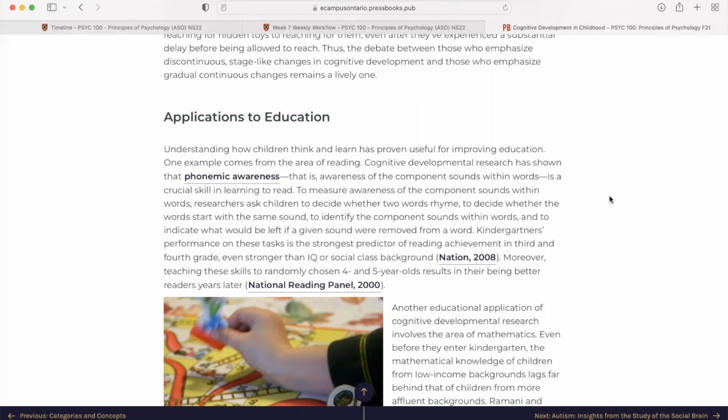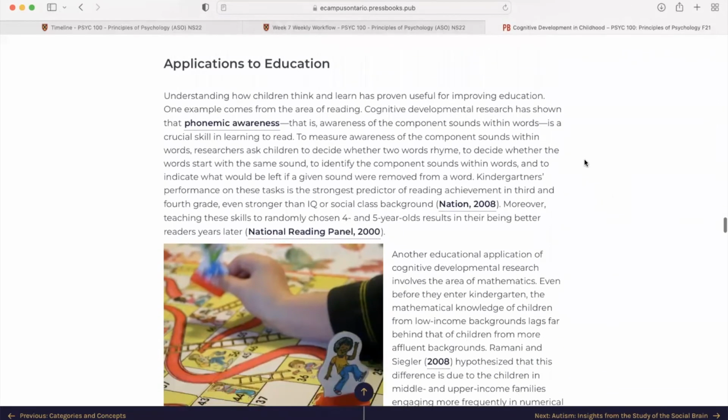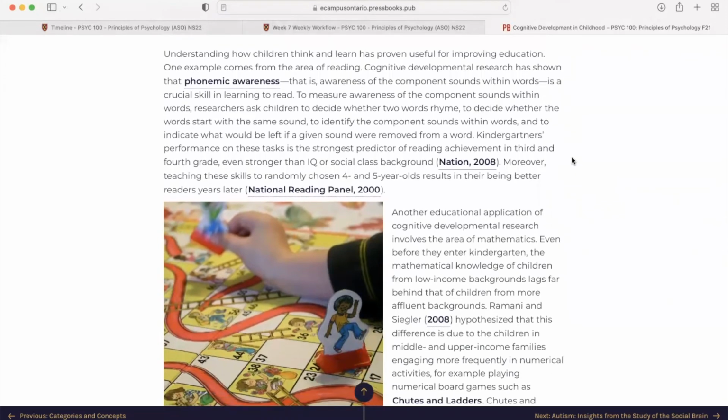To measure awareness of the component sounds within words, researchers asked children to decide whether two words rhyme, to decide whether the words start with the same sound, to identify the component sounds within words, and to indicate what would be left if a given sound were removed from a word. Kindergartners' performance on these tasks is the strongest predictor of reading achievement in third and fourth grade, even stronger than IQ or social class background. Moreover, teaching these skills to randomly chosen 4 and 5-year-olds results in their being better readers years later.